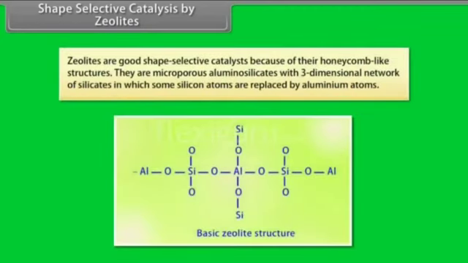Zeolites are good shape-selective catalysts because of their honeycomb-like structures. They are microporous aluminosilicates with a three-dimensional network of silicates in which some silicon atoms are replaced by aluminium atoms.